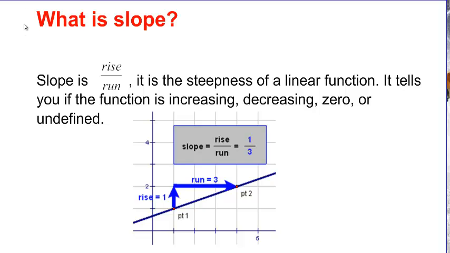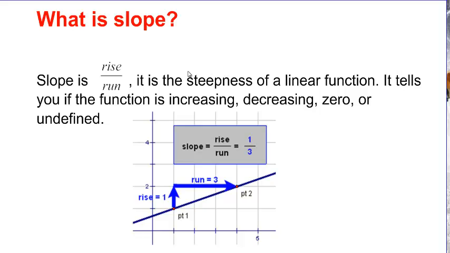It's the steepness of the graph of our linear function, and it tells us whether the graph is increasing, decreasing, zero, or undefined. In the case you see below, to move from the leftmost point to the rightmost point, we go up 1, so our rise is 1, and to the right 3, so our run is 3. So our slope would be 1 over 3, and we'll talk about how we get there later on.